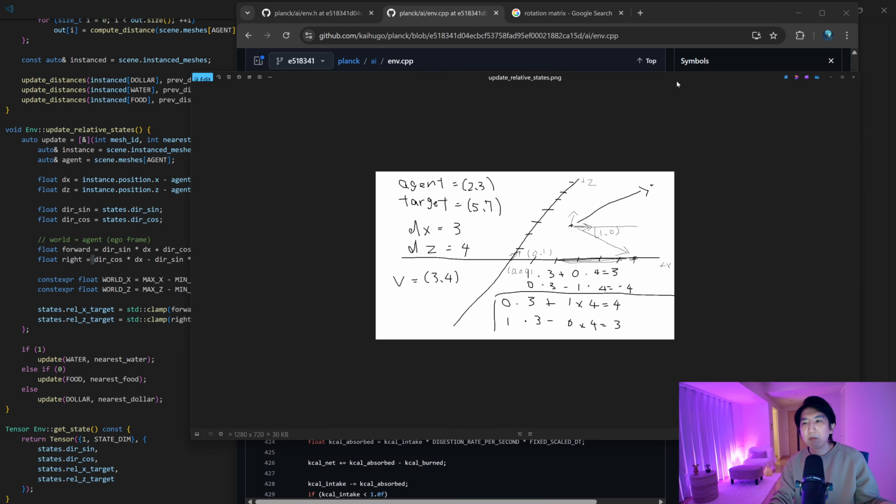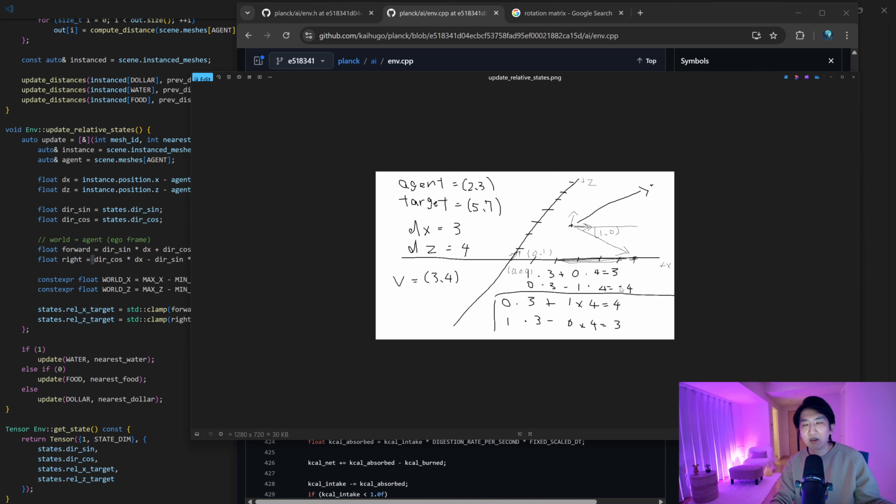But it gets convenient if I use this in this situation, and if I do the calculation, I'll get 3 and negative 4 for the forward and right vectors respectively. What this means is, if he's facing this way, the target is 3 units to the front and negative 4 to the left. And this is exactly where the target is.